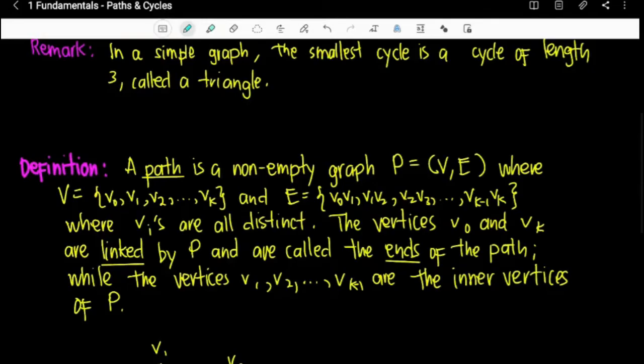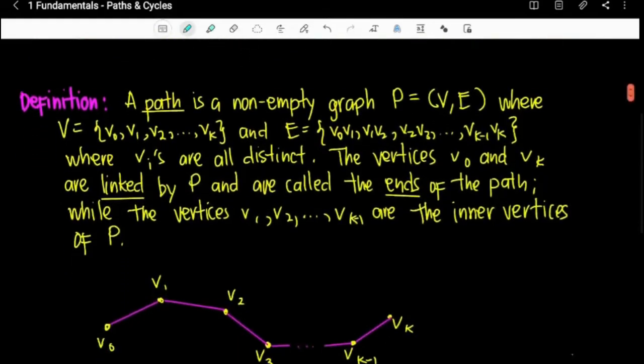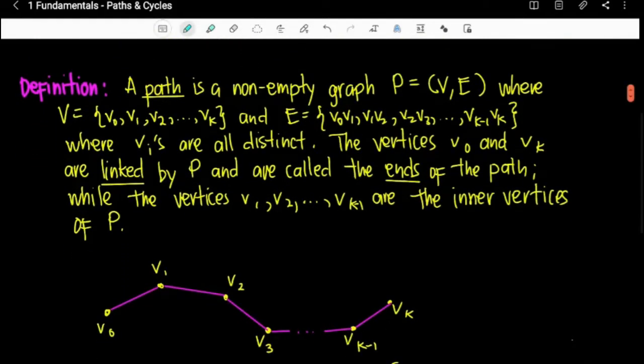So, the V sub i's here are all distinct. So, you should have K plus 1 vertices. The edges are also distinct. And according to how we write them, the edges are adjacent. The consecutive edges are adjacent. So the vertices V0 and Vk are linked by the path P and are called the ends of the path.